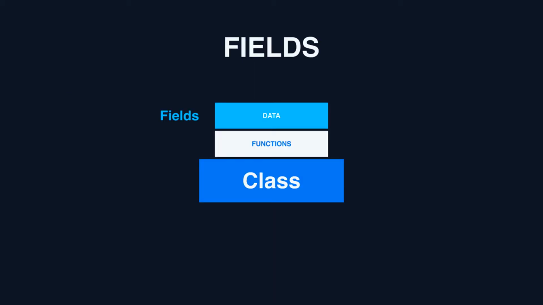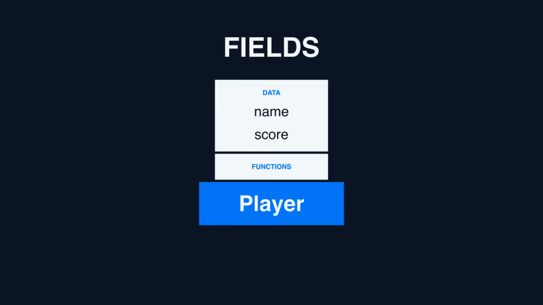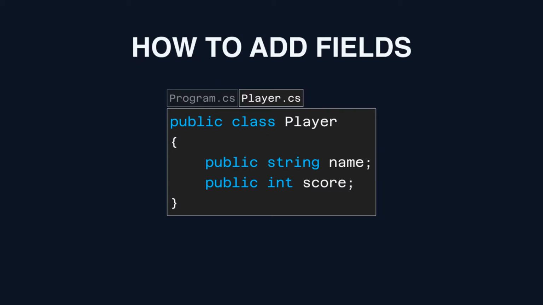Fields are class members that represent the class data. Let's imagine we are creating a player class for some game. It would hold the player name and its score. So this new class would have two different fields. The fields are variables declared directly in the class.